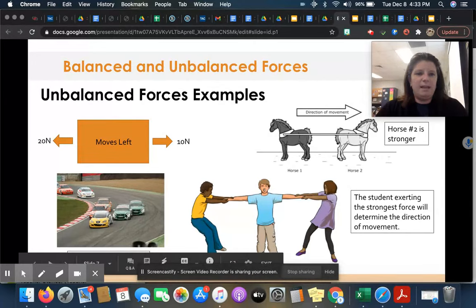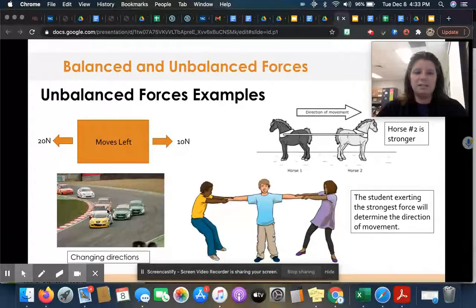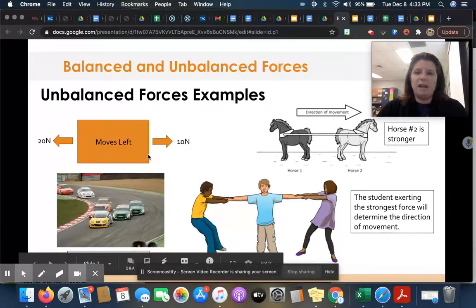I have vehicles on a racetrack that are changing direction. Because they're changing direction, you're going to have to change the amount of force you're applying. You have to slow down or speed up, whatever the case may be. Therefore, it's unbalanced. And then I have just an object here.